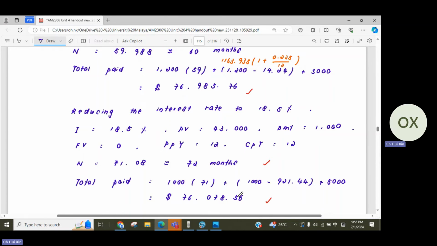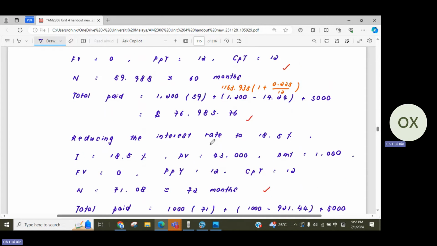Okay, so just to let you know that in a real life scenario, normally the second one is the one that will be chosen, because imagine that as you drag the period of time longer, and yet you still need to pay less interest, then that means you can use the money to do something else that you want to do instead of putting it all in the loan, because at the end of the day, the interest that you are paying is still lesser than this one.